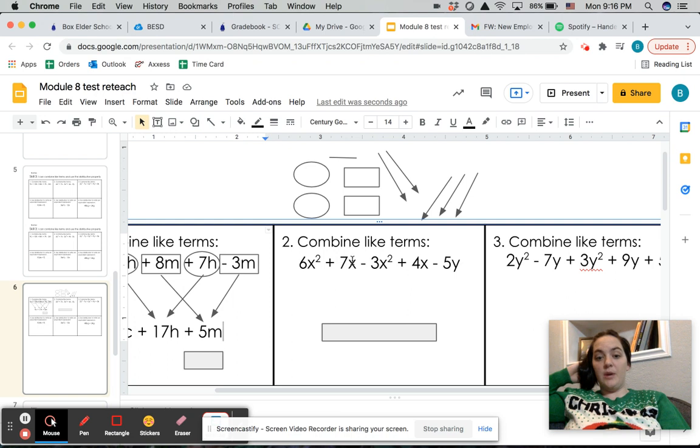This one is x without an x squared. We can only combine it with the other x without x squared. And then we have a y here. So let's start with the x squareds. I have a 6x squared here.